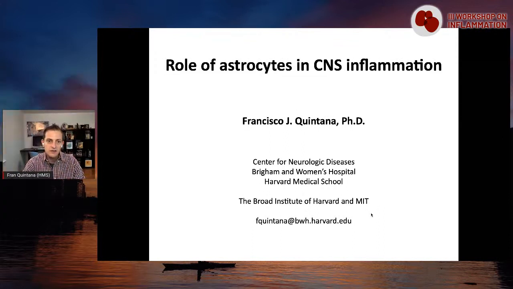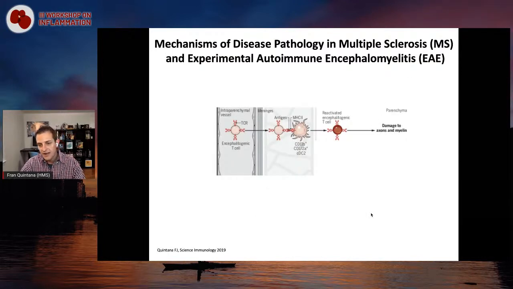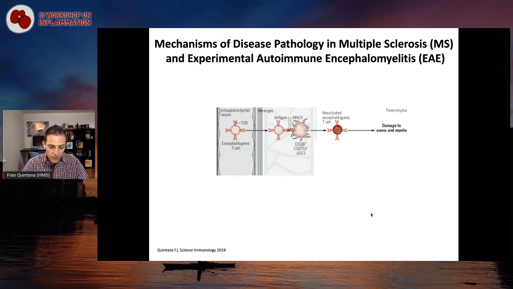So what I'm going to do today is talk about the role of astrocytes in CNS inflammation. In particular, our work has been mostly focused on one disease, multiple sclerosis, and its preclinical model, experimental autoimmune encephalomyelitis, or EAE. This is a model with which I'm sure you're very familiar. You have people doing very good work there, such as Alex Basso, who's going to be talking in a few minutes.